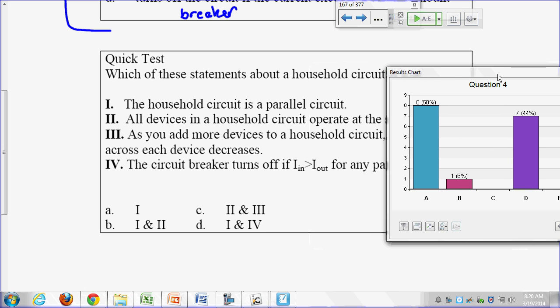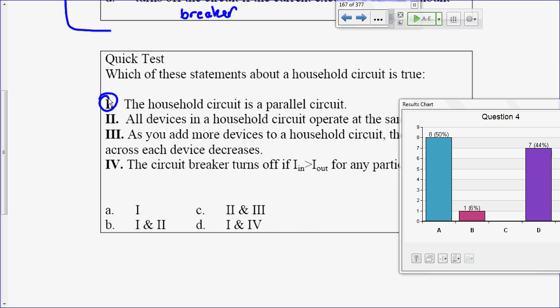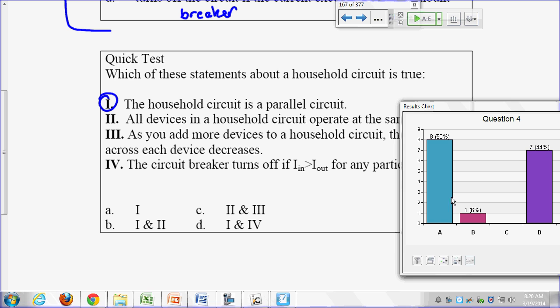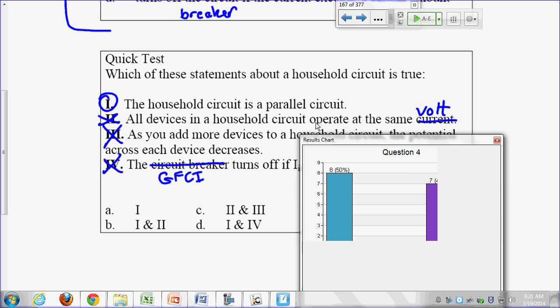All right, let's see, A and B. Okay, this is true. Number 1 is true. They all operate at the same, does that say current? That is not true. They don't operate at the same current. They operate instead at the same voltage, right? As you add more devices to the household circuit, potential across each device decreases. That's not true. That's why they're laid out in parallel. And the circuit breaker turns off if I in is greater than I out. That's not true either, right? If this said GFCI, that would be true, but that's not what it says. Or if it said that the circuit breaker turns off if the current exceeds a certain amount. So just 1, A is the right answer.